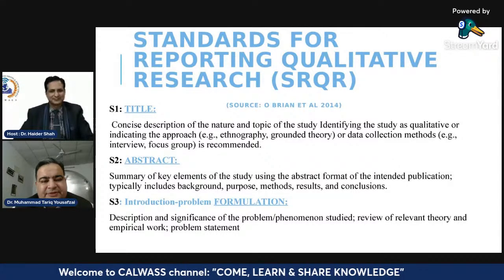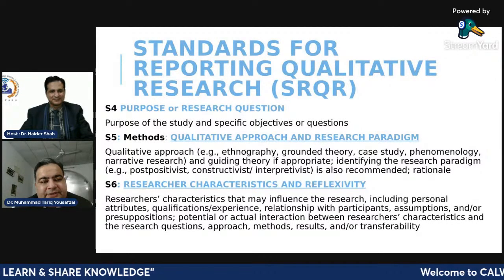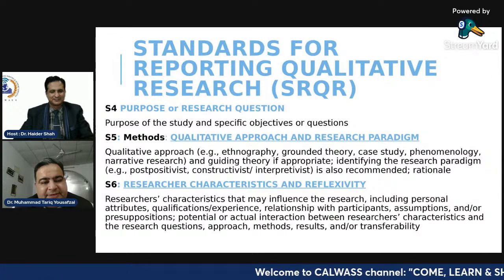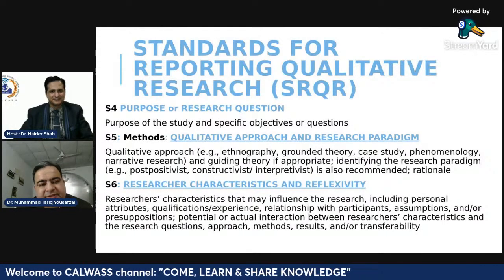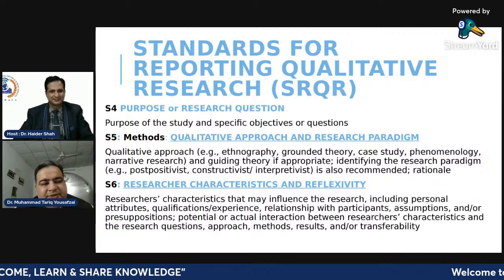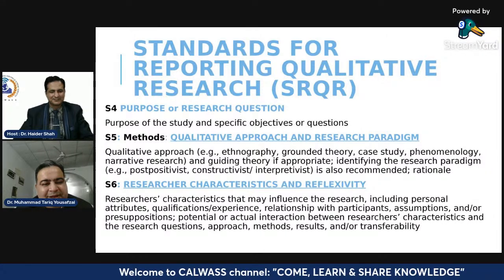No, that's not sufficient. Moving ahead, purpose or research questions. In qualitative research, we have research questions, whereas in quantitative, we have hypotheses. So the purpose of the study and specific objectives are questions. There are specific methods of conversion of research questions into hypotheses and objectives, which are already shared by Calvas during some of their, I would say, social media posts. So you can always learn it from there.